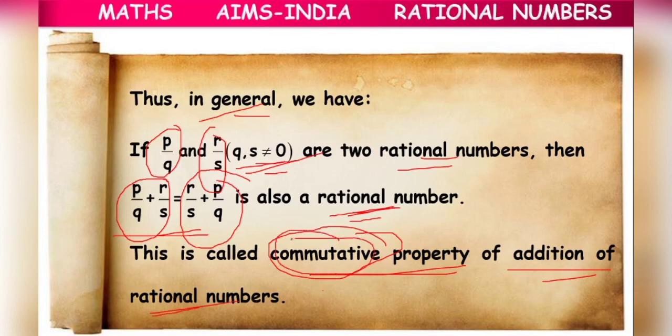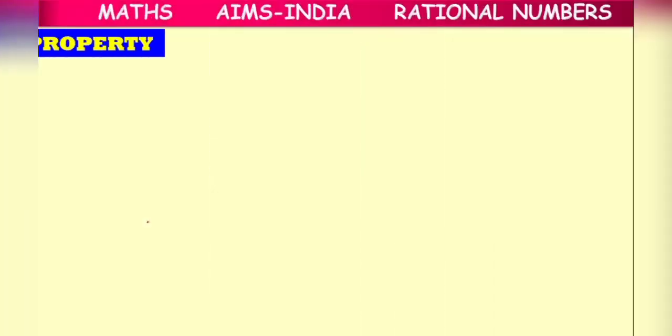Commutative property means we can add rational numbers in any order, first plus second or second plus first. Result will be the same. So this is the second property of addition. Okay, children? Next.